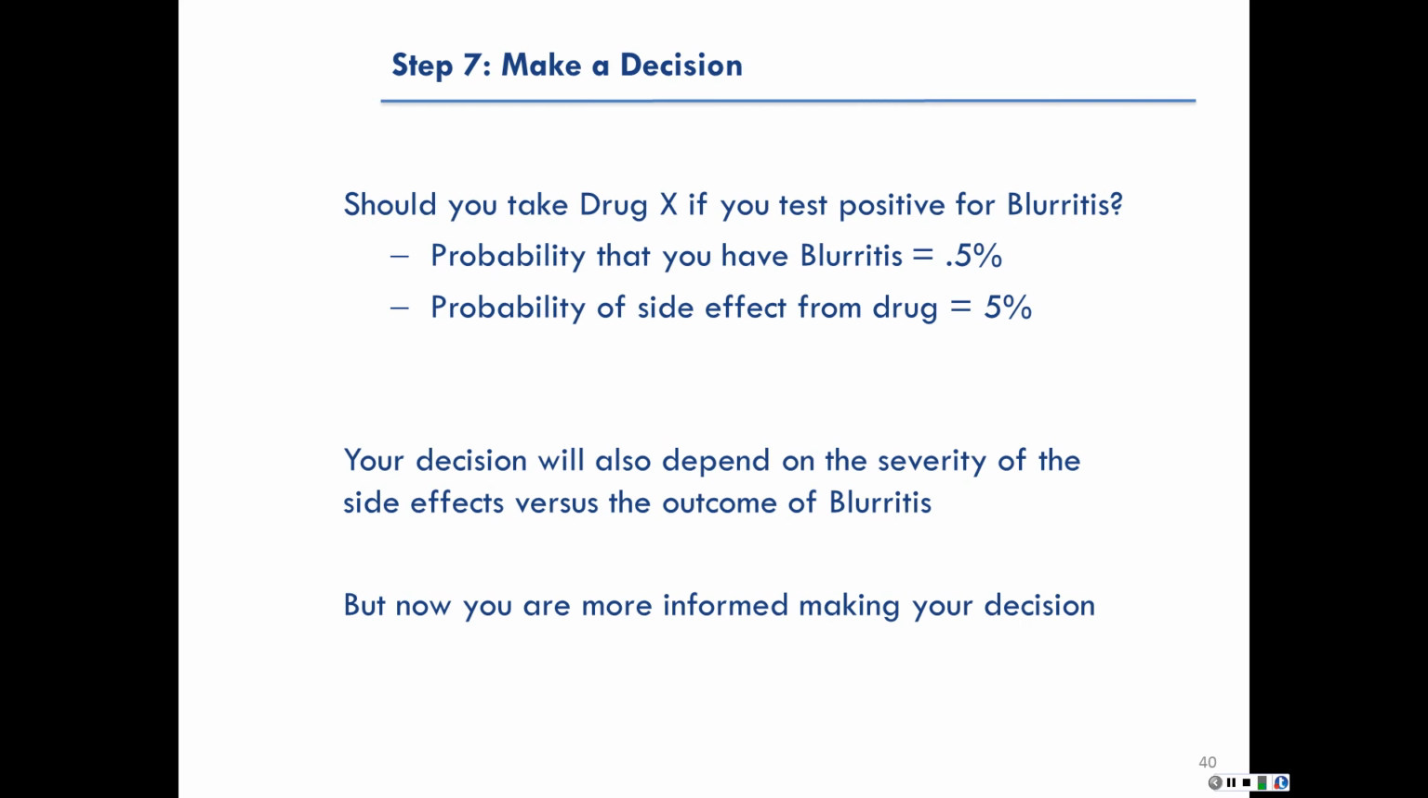However, your decision is also going to depend on the severity of the side effect versus the outcome of bleuritis. If the outcome of bleuritis is dying and the severity of the side effect is something minor, then you're probably going to take the drug anyway. However, if the side effect is very severe, then you're probably going to take your chances given that they're pretty good, that you still don't have bleuritis and not take the drug. But at least now you're much more informed with these probabilities in making your decision.